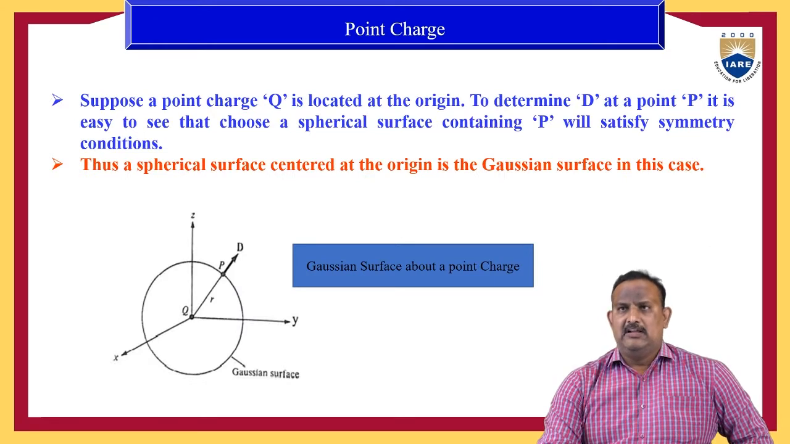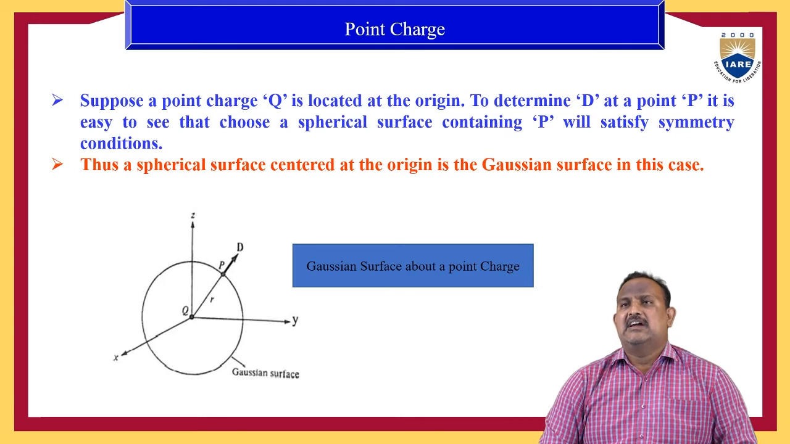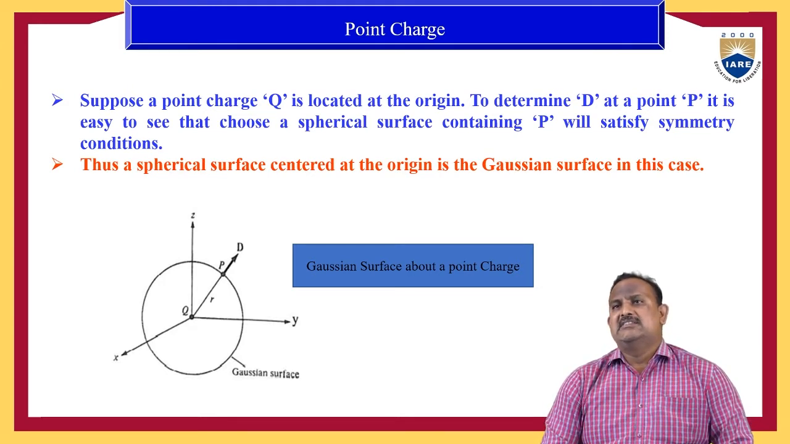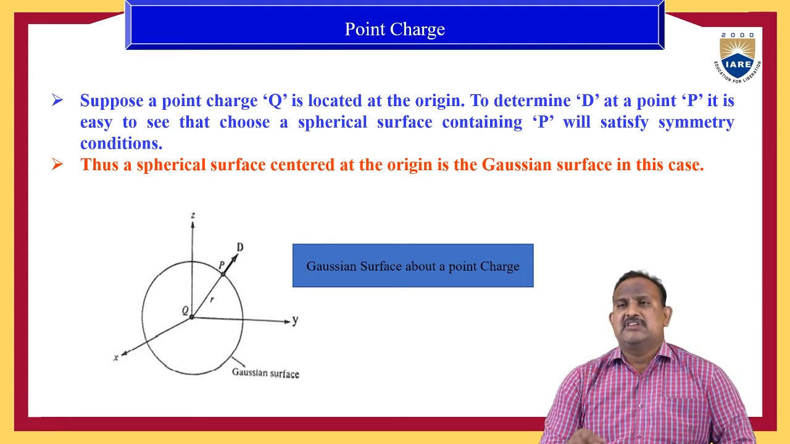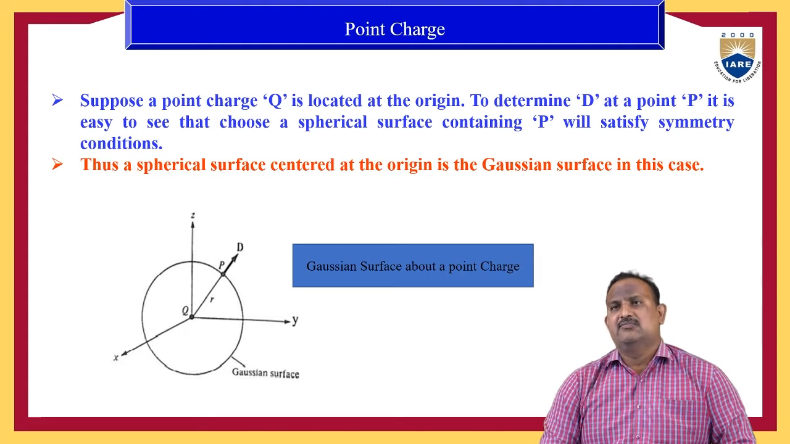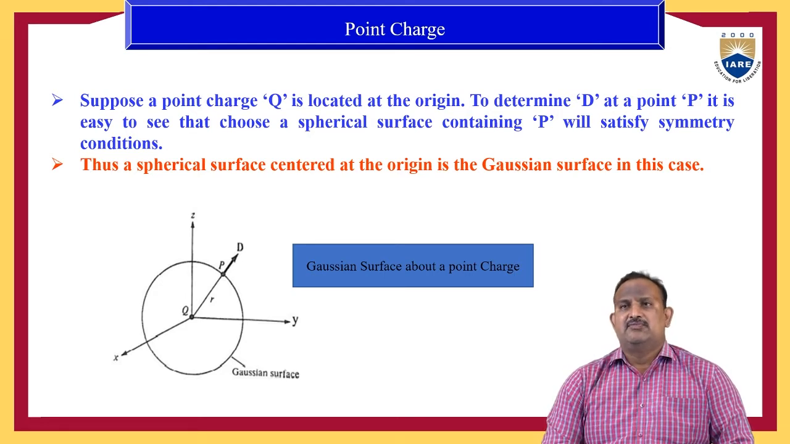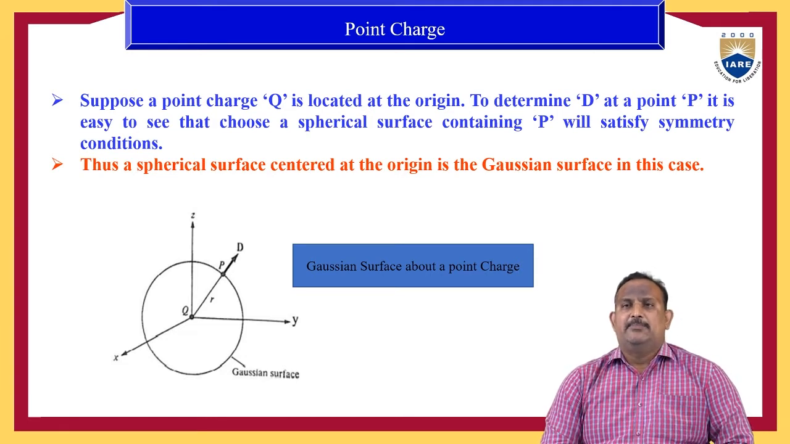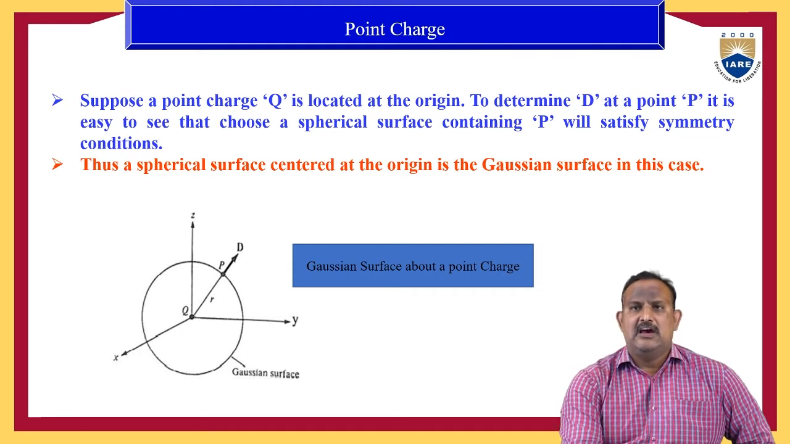Next, the first application is a point charge. Here we can apply Gauss law to point charge, line charge, surface charge, and volume charge. Point charge is a constant one, whereas line charge, volume charge, and surface charge are continuous charge distributions. So we can apply the Gauss law to all four charges. First we'll check the point charge. Let us assume a point charge Q which is located at the origin.